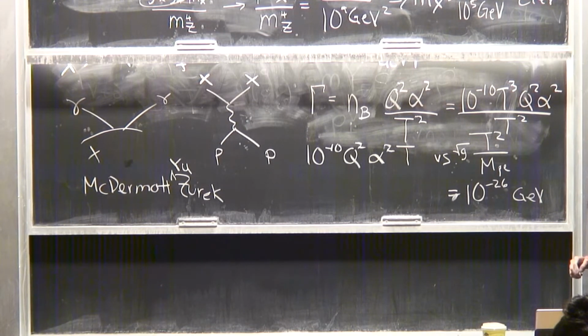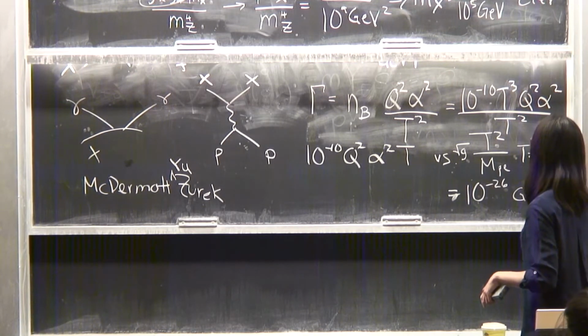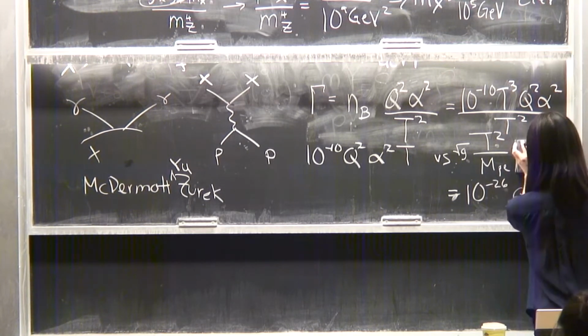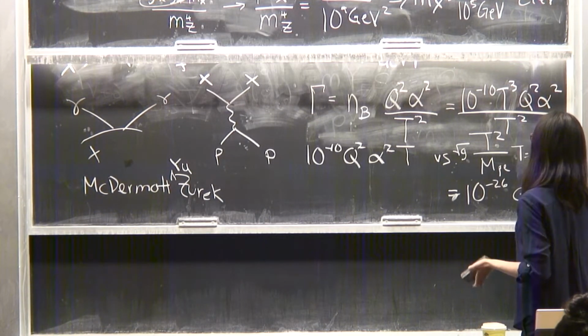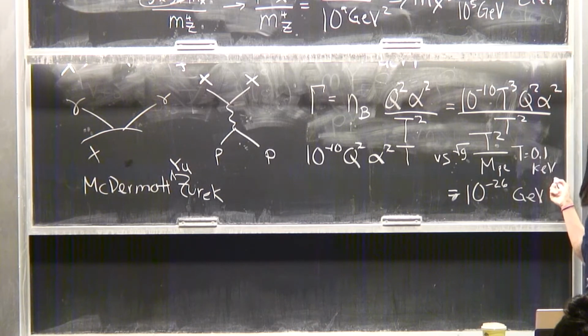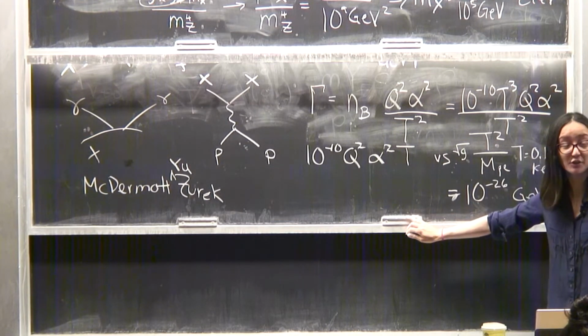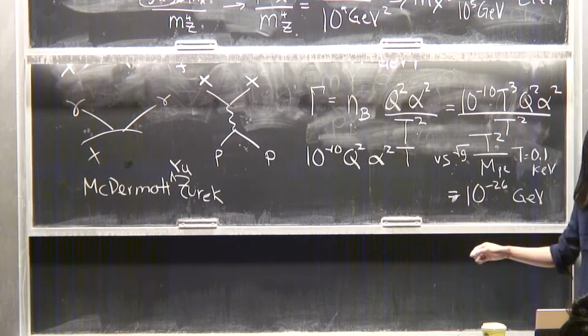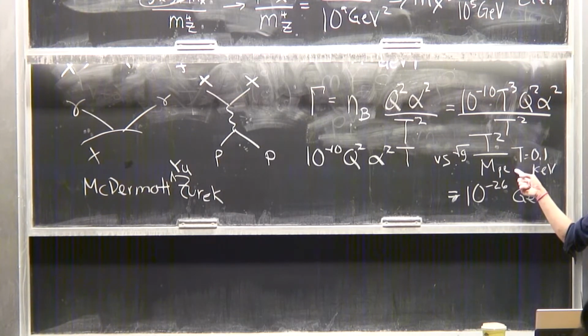That's at what temperature? At T of around a keV. Or I think this specific number is T around 0.1 keV. So remember what we saw last time was structure formation has to start happening around keV temperatures. And so if this process is effective, then we have kind of the collisional damping effect. So the Hubble expansion is extremely small because of this M Planck. It's 10 to the minus 26 GeV.